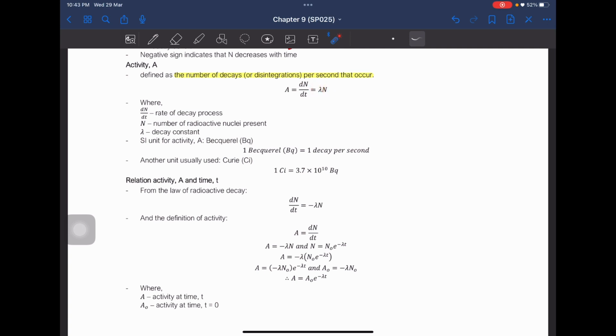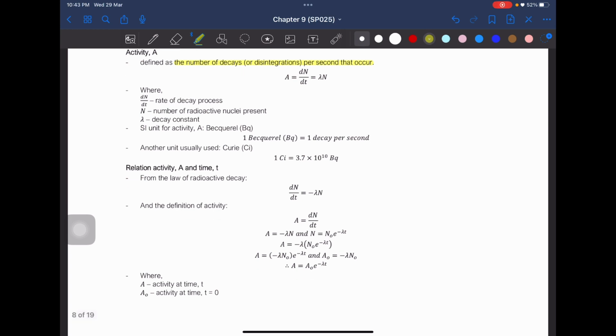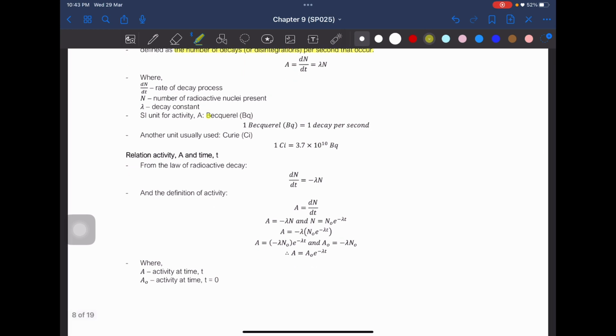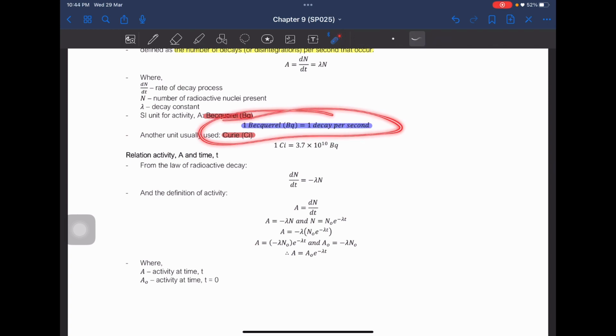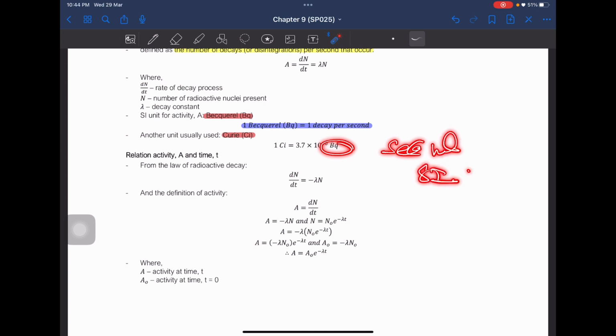So the SI unit for activity dia ada dua lah. Okay, bukanlah ada dua, dia becquerel actually. The SI unit is becquerel, but then another unit that is usually used is Curie ataupun Ci. Okay, so 1 becquerel is equal to 1 decay per second. So basically this one is the SI unit lah, dia memang sudah dalam second. Tapi 1 Curie ni dia equal to 3.7 darab 10 kuasa 10 becquerel. So kamu perlu convert pergi becquerel supaya kamu konsisten with the SI unit, right?